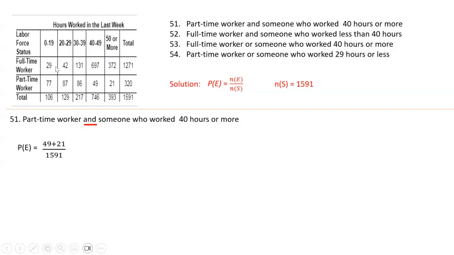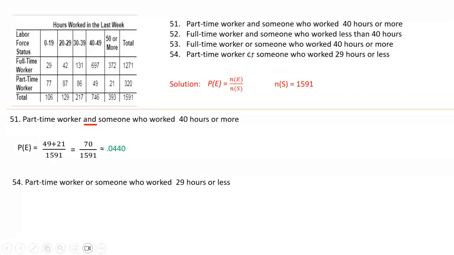320 here, guys. So there's going to be, this is here, part-time worker, and work 40 hours or more. So it's going to be these two here, guys. So it's going to be 49 plus 21, which would be 70 over 5091, because it's where they intersect. So 40 hours or more are these two here. That's why it's going to be 49 plus 21 over 5091. So this is your solution.